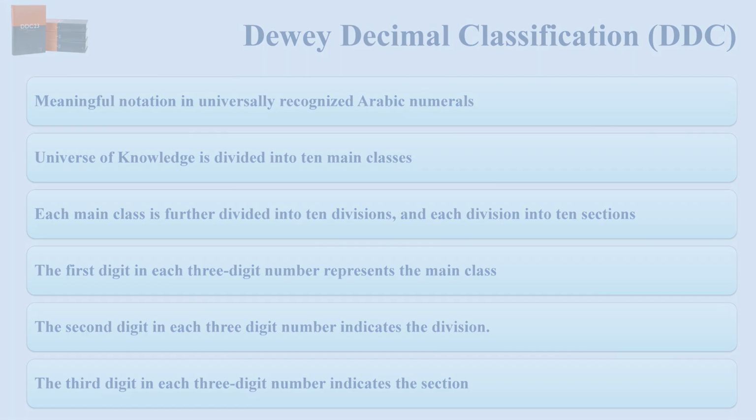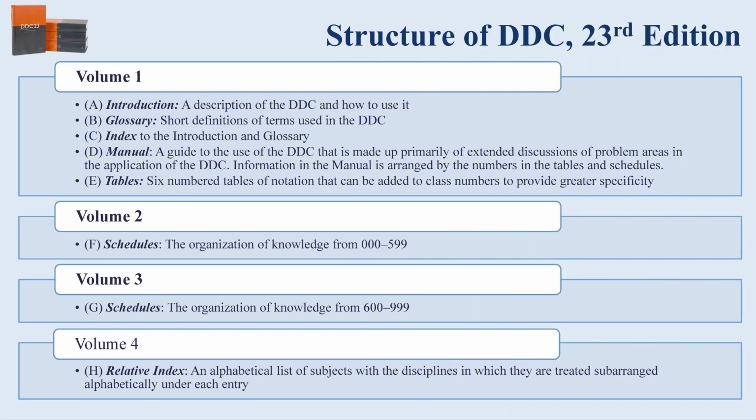In 2011, the 23rd edition of Dewey Decimal Classification was published in 4 volumes. In each volume, there are some distinct features or information. In volume 1, there is an introduction like any other book. Then there is a glossary and an index for terms used in the glossary as well as in the introduction. Then the manual to help the classifier use the schedule as well as the tables. And finally, the tables.